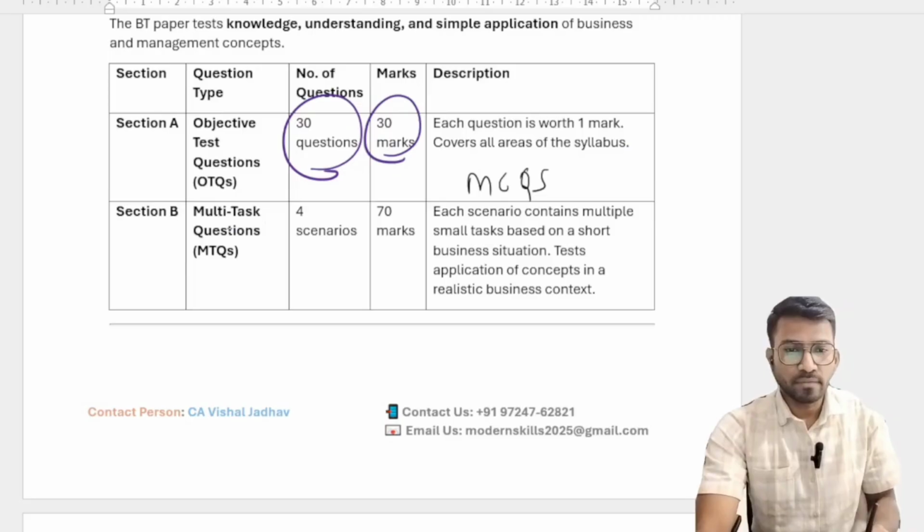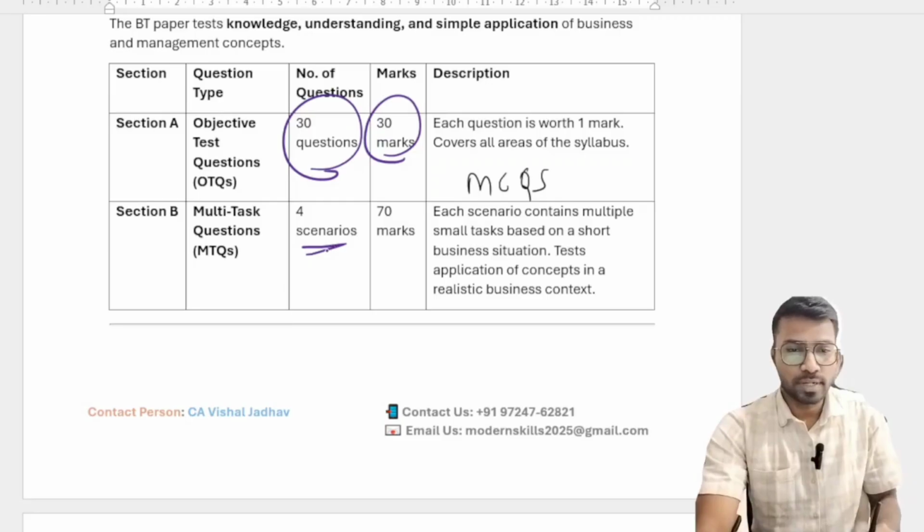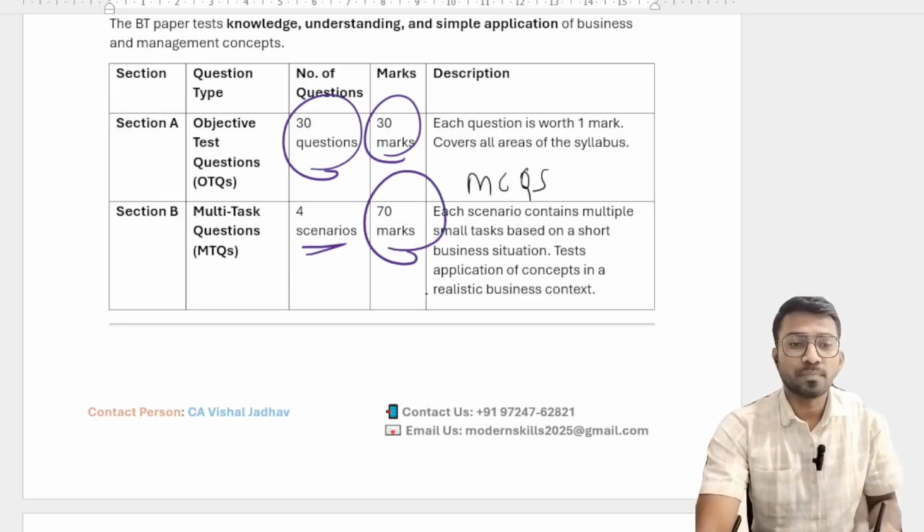Then Section B will cover the multi-task questions. You will get 4 scenarios of real business experience, case study type questions, and there are around 70 marks. Each scenario contains multiple small tasks based on a short business situation. A very short business situation will be given to you, and there you will be given multiple task questions.